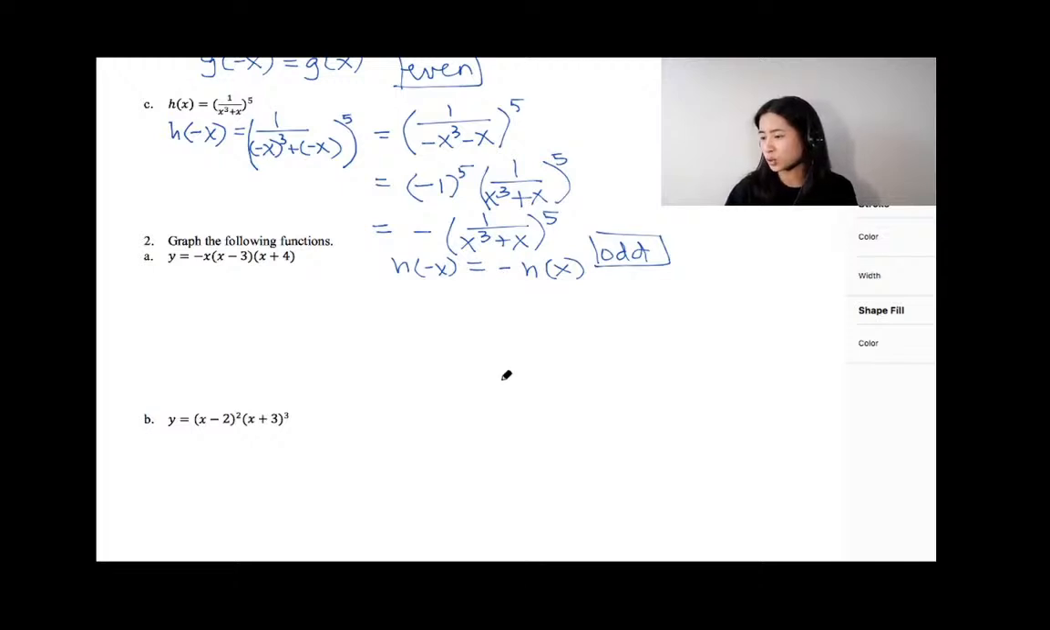So for number 2, it says graph the following functions. You have y is equal to negative x times x minus 3 times x plus 4. Okay, so we're just going to do a recap with multiplicity and degree, and also the sign of your leading coefficient. So those are the 3 things you have to remember if you're graphing functions, and specifically they're polynomial functions, right? So this is a polynomial function.